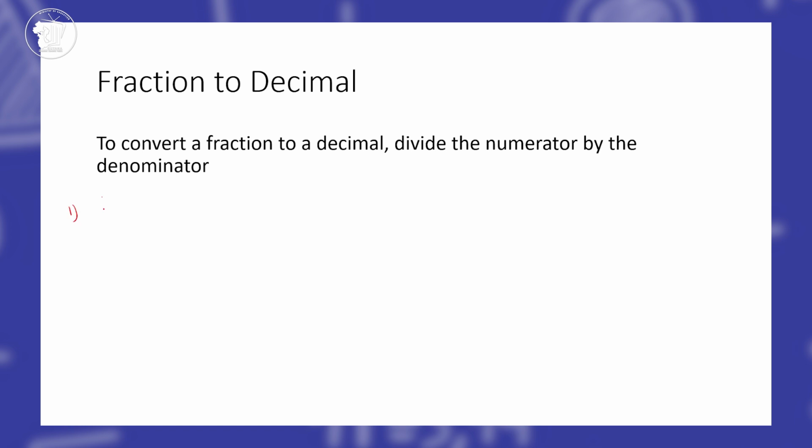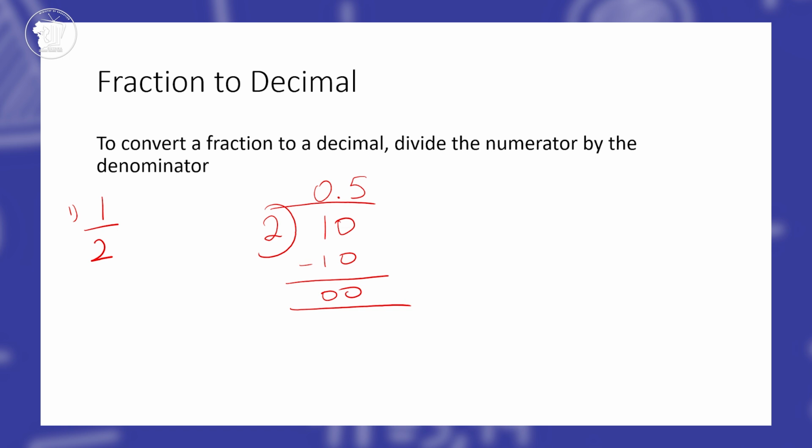Let's say we wanted to convert 1 over 2 to a decimal. All we do, we divide the numerator, which will be 1, by the denominator, which will be 2. So this will be 1 divided by 2. Of course, we know 2 cannot go into 1, so this will be 0. And we put a decimal point here since we can't go further, and we add a 0. And we know 2 can go into 10 5 times, and 2 times 5 would be 10. And we subtract, and here will be 0. So 1 over 2 converted to a decimal would simply be 0.5.